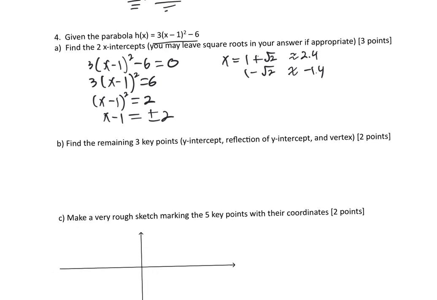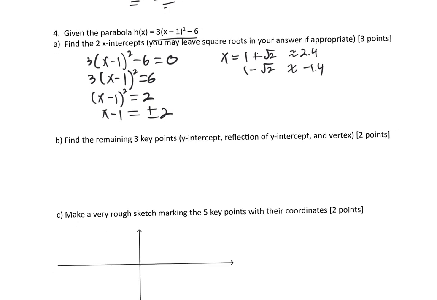Okay, the vertex is certainly easy to get, and that's just going to be 1, negative 6. The y-intercept, we can just plug in 0, and we would get 3 times 0 minus 1 squared minus 6, which would be 3 times 1 minus 6, equal to negative 3. So the y-intercept would be at the point 0, negative 3.